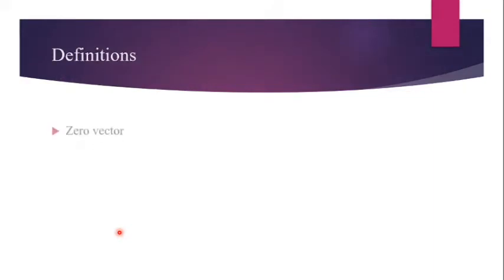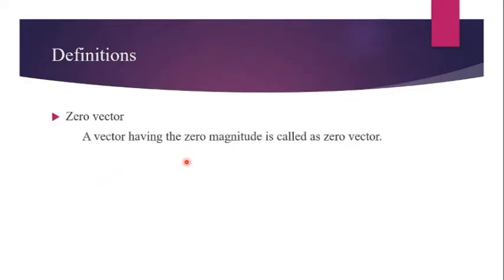Some definitions that we have to study here. Zero vector. The vector having zero magnitude is called the zero vector. Example, velocity vector of a stationary particle. The particle tends to move, but it is at rest. In that case, the velocity vector is a zero vector. The acceleration vector of a particle which is moving with a constant velocity is also another example of a zero vector.